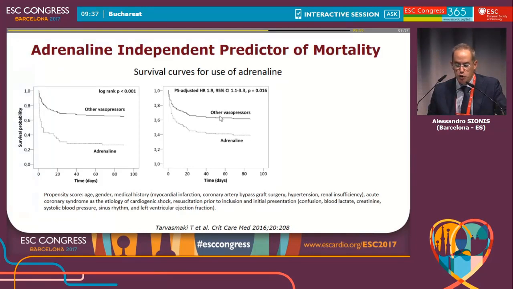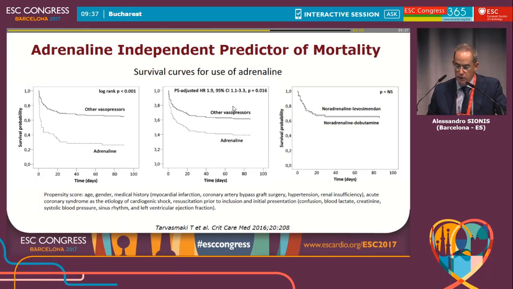And what you can see here in the middle is the propensity score adjusted for all these variables that are here at the bottom of the slide. And you can see here that it was highly significant. No difference, by the way, between combinations of vasopressors and inodilators such as levosimendan or dobutamine.